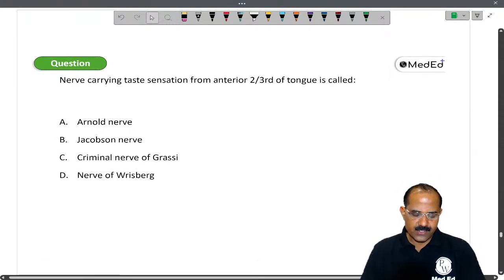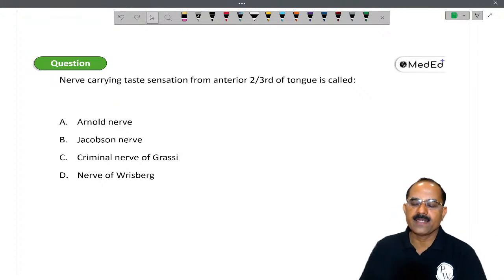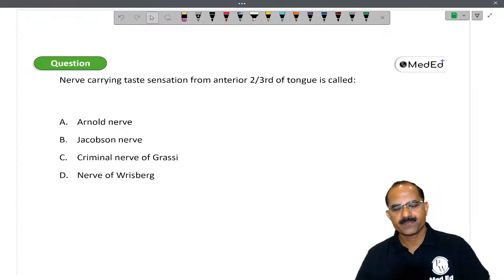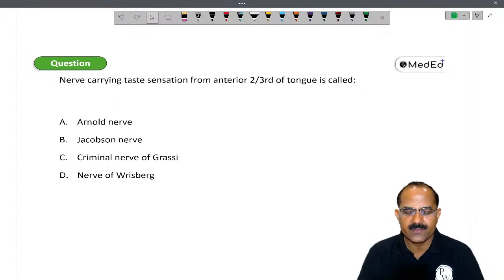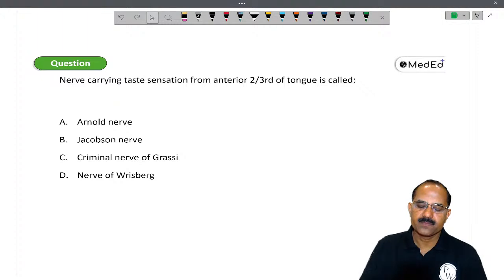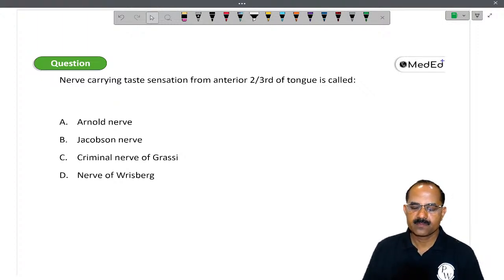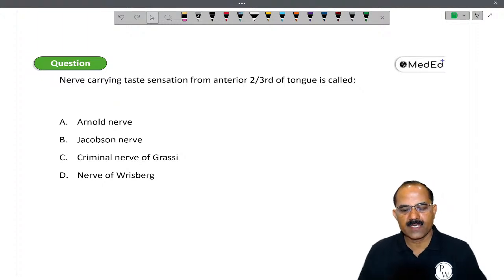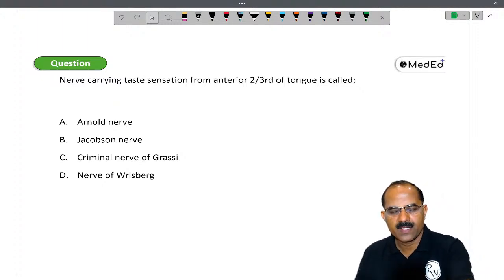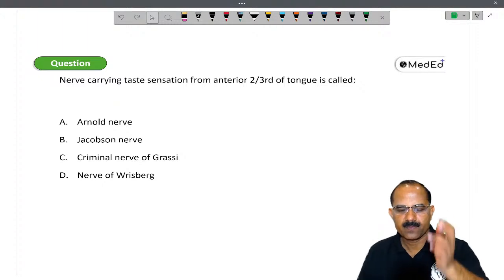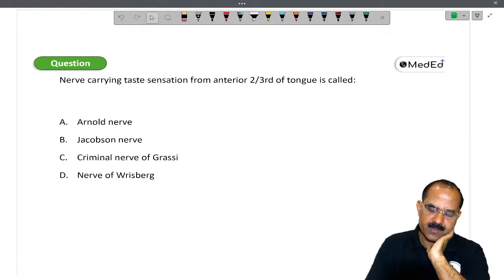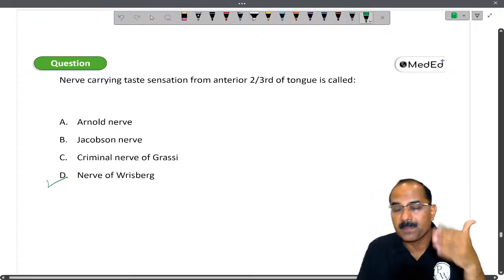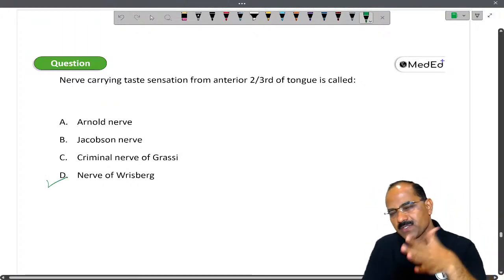Nerve carrying sensations from the anterior 2/3 of the tongue is called what? Yes, hello बच्चों, are you there or no? That's the nerve of Wrisberg. Nerve of Wrisberg is the sensory branch of the facial nerve.